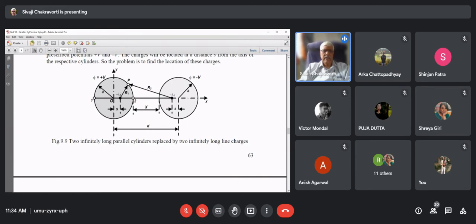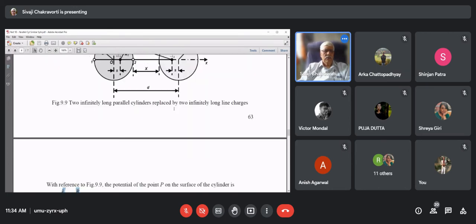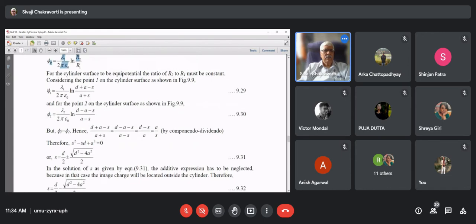Then at point 1, what is the distance R1? You can clearly see the distance R1 is radius A plus S. Then at the point 1, what is the distance R2? You can clearly see the distance R2 is D plus the radius A minus this S, the distance from minus lambda 1. So you can see here, first considering point 1, I write an expression for phi 1, where R2 is D plus A minus S, R1 is A plus S.